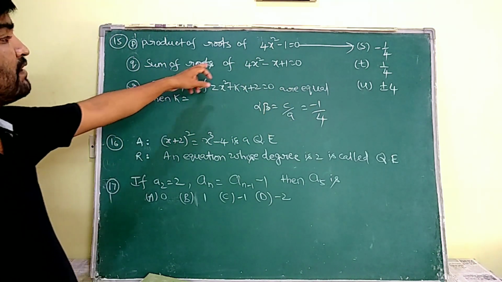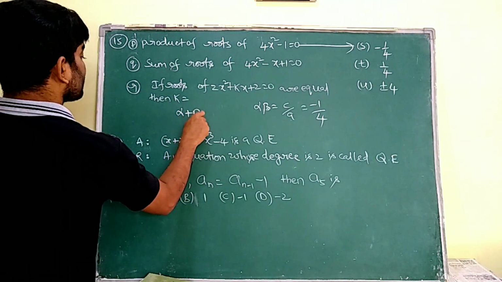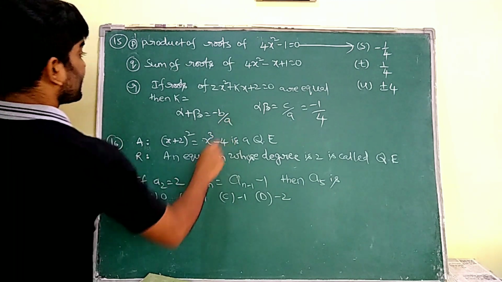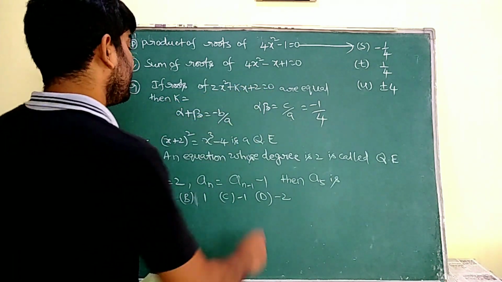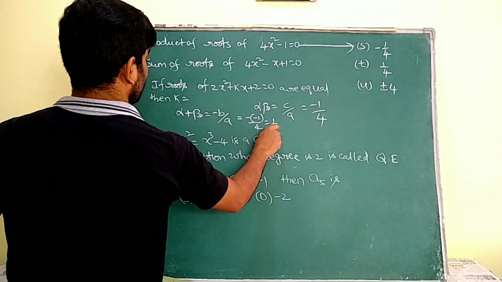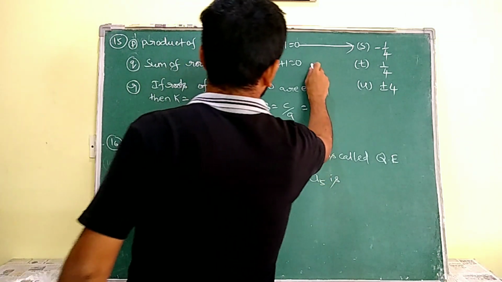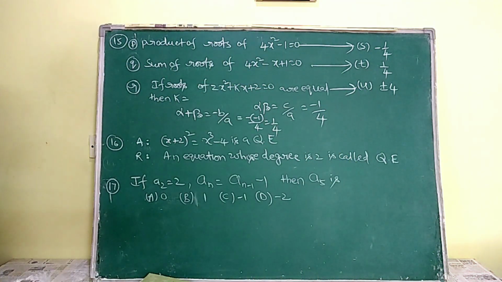Sum of the zeros of this quadratic equation. Sum of zeros means we know that alpha plus beta is equal to minus b by a. Here b means minus 1. Minus b means minus of minus 1 by 4, that is equal to 1 by 4. So this is the rest of the value, that is plus or minus 4 we have to write.